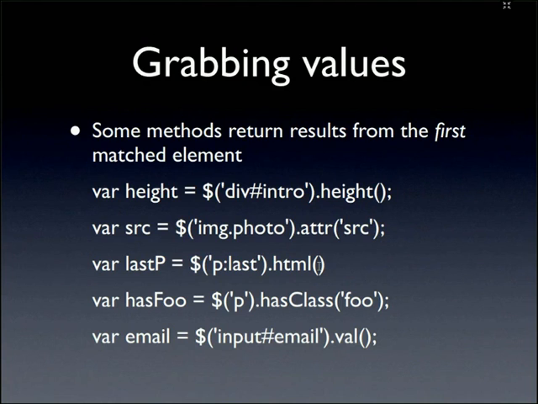For example, val and not value, I hate them for this choice, but they call it val instead of using value, which is the name of the attribute, is the current value of an input element. Val, like this, will retrieve the value. Inside val, if I put a string, it will set the value to this string. So we only need to learn half of the names, because the same name is used for reading and writing the attribute.